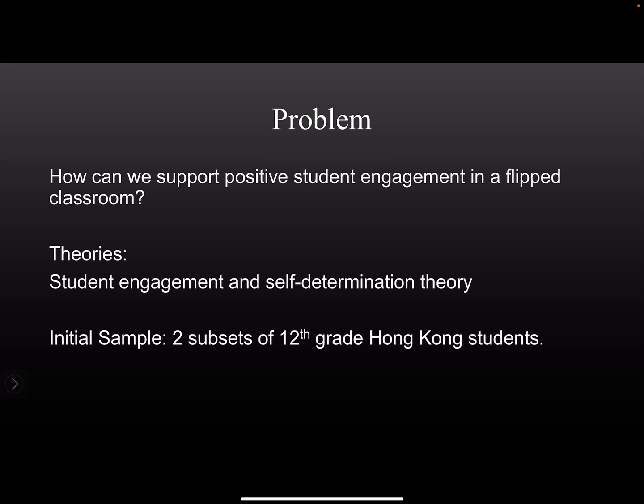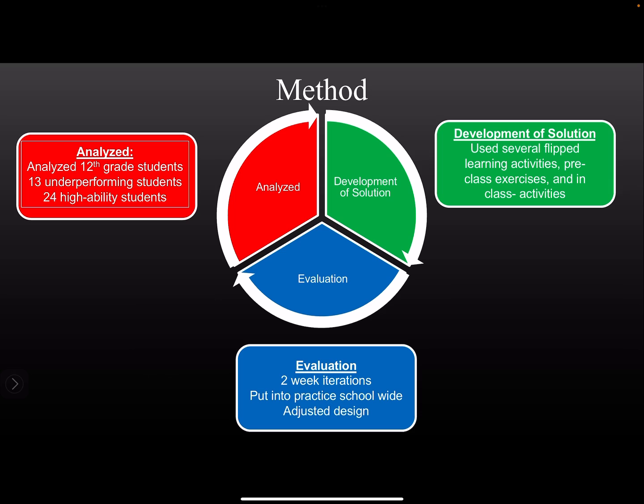So the sample that they first used in the first iteration was two subsets of 12th grade Hong Kong students, of which 13 were underperforming students and the other 24 were high ability students. So the first thing that they did was analyze these students to see what was effective with the flipped classroom, what they were doing.